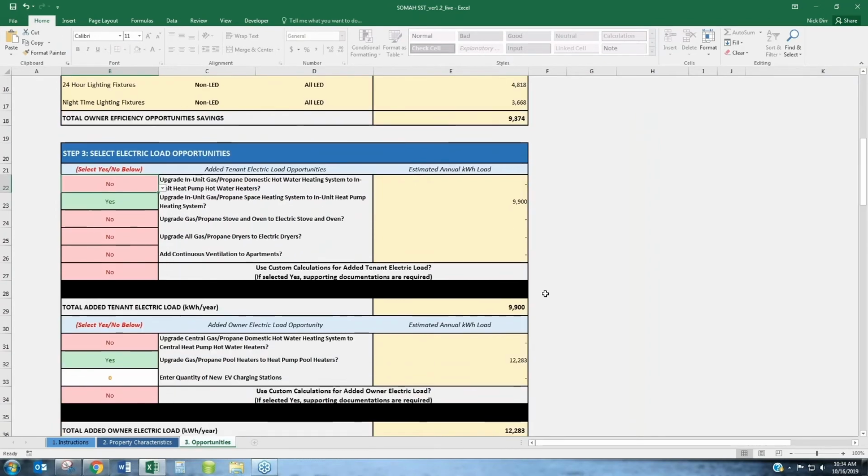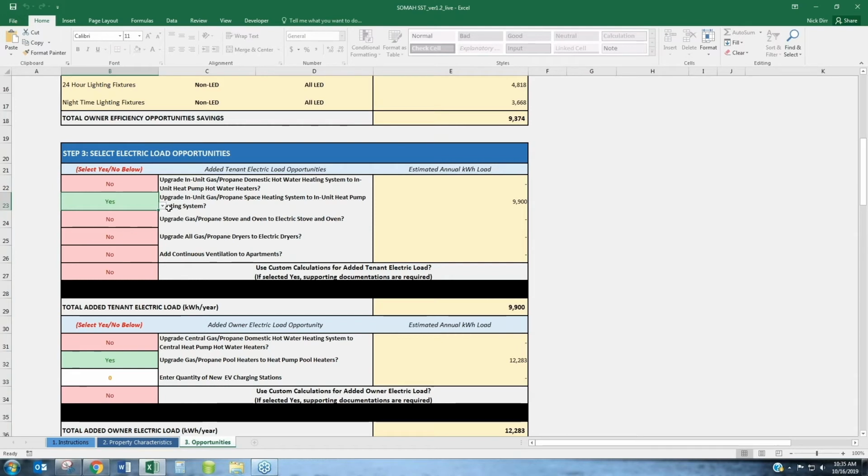Next, you can select additional load opportunities that you would like to consider at the property. So these are opportunities to convert natural gas or propane fossil fuel systems to high efficiency electric, to add continuous ventilation to the apartments for indoor air quality benefits, or to add electric vehicle charging to the property. And so there are a number of pre-selected load addition opportunities that you can toggle yes or no on, and it will automatically calculate what the load addition could be, again, based on the property characteristics tab that was entered before.